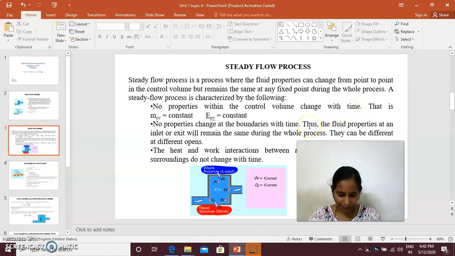However, these properties can be different at different cross sections inside the control volume. Okay. So this means the quantities like velocity, pressure, temperature are the functions of locations and do not vary with time. And a steady flow process is characterized by no change in the mass of the fluid in the control volume. Mass inflow is equal to mass outflow. That is continuity. It is conforming the continuity equation.